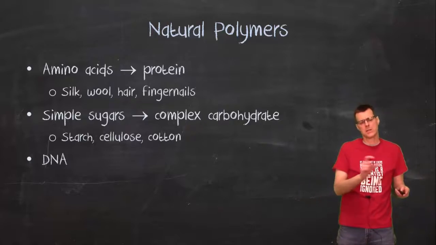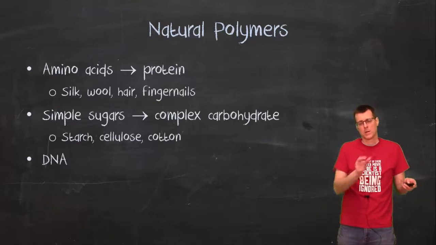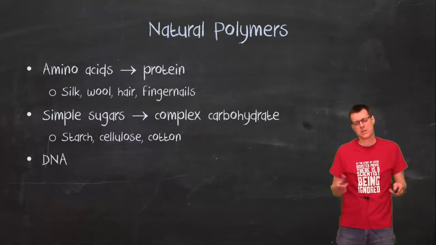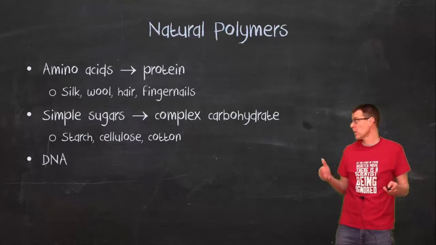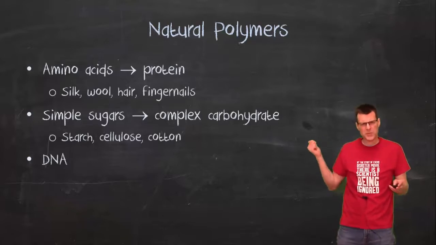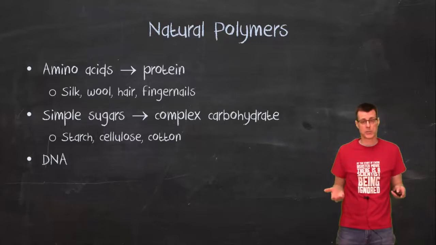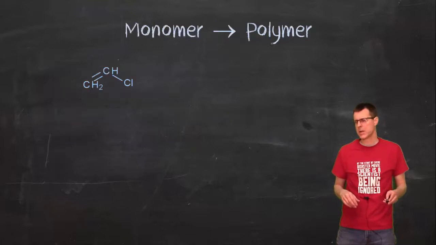And then DNA. Now DNA is the polymer. The repeating units are called nucleic acids, but I didn't really want to write that in. So those are some of the naturally occurring polymers, and there's a few others, although honestly most of the natural polymers are either proteins or carbohydrates or something like that. There's a few alternate ones, but we'll talk about those another time.